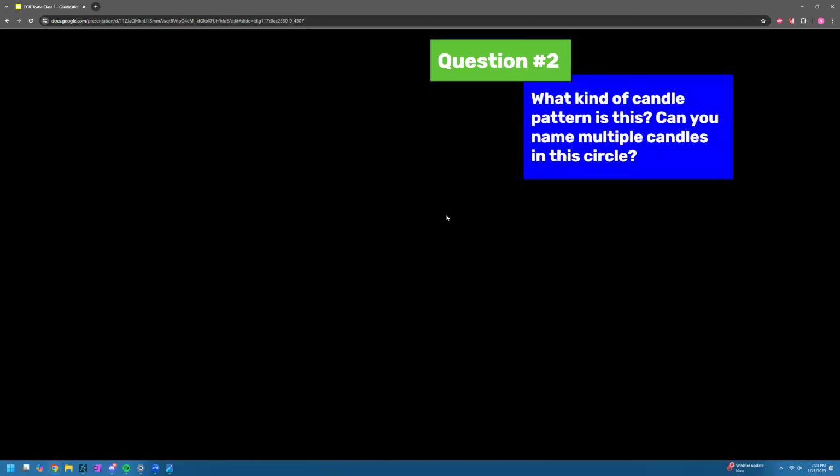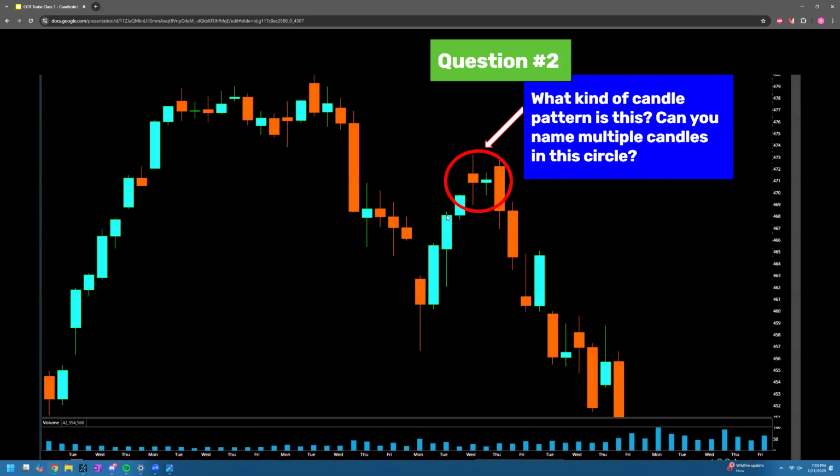I don't remember what this, let's see what this question is. Let's see if you guys get it. I know we've kind of been blowing through this last part because it's getting kind of late, but go ahead and take a crack at this. So what kind of candle pattern is this? And can you name multiple candles going on in this circle? Take a look. What do you guys see here? What's going on here?